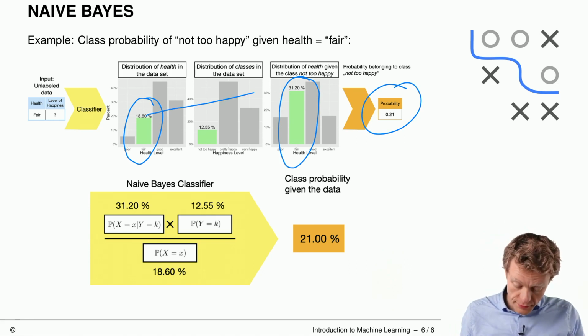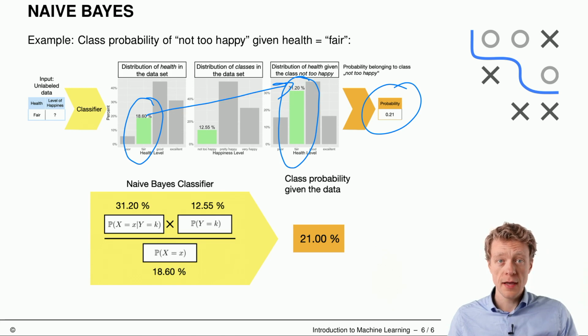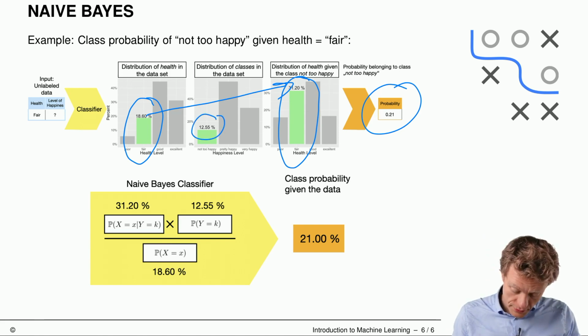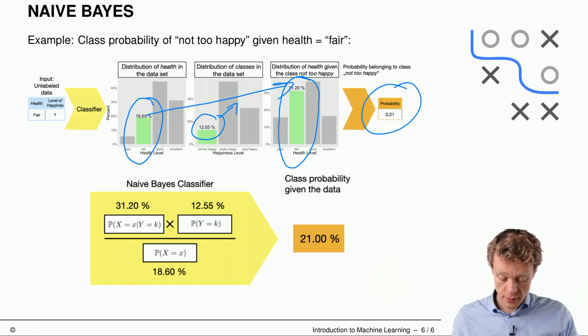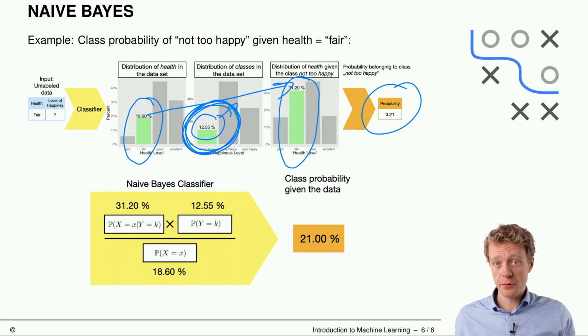And what we see is that given the class not too happy, the probability of having fair health is higher than overall, than on average, than marginally, which means that if I know that the person has fair health, then this probability should also be higher. So the conditional probability of not too happy given health fair should be higher than the marginal probability of happiness level not too happy. Okay, so that's the basic intuition about this. We have a baseline that's 12.55%, and we try to figure out if the information that we have about that person increases or decreases that baseline. In that case, it increases the baseline.